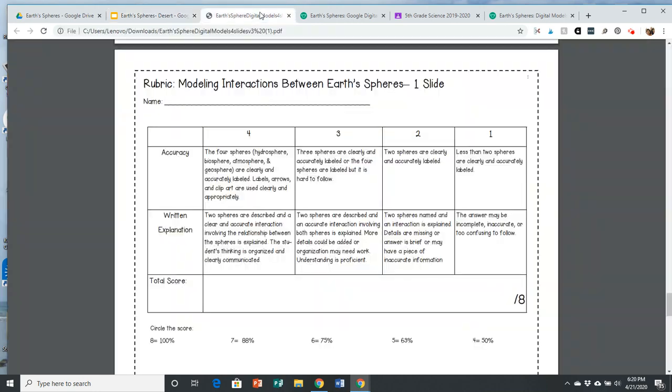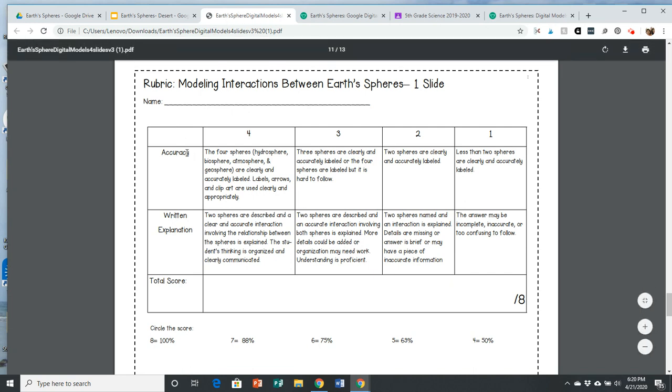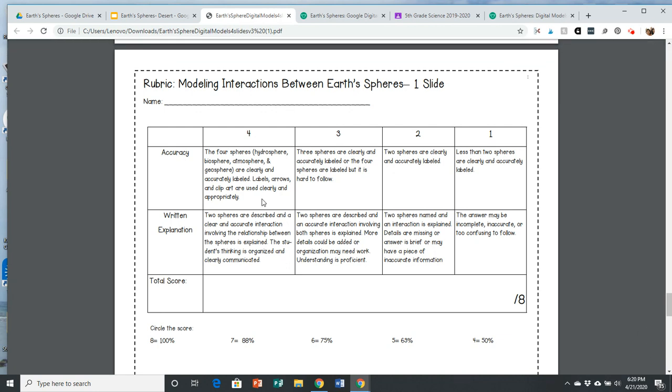I just want to show you the rubric. So this is how you would be graded. On accuracy, did you label the 4 spheres? Are they clearly labeled? Did you use arrows? Can you really tell what you're talking about? And written explanation, do you really talk about the interaction between those 2 spheres and give some good examples? And that is this project.